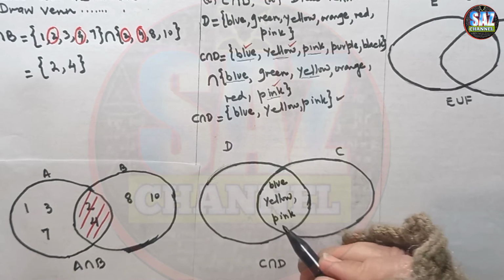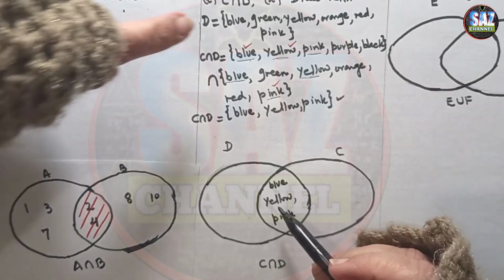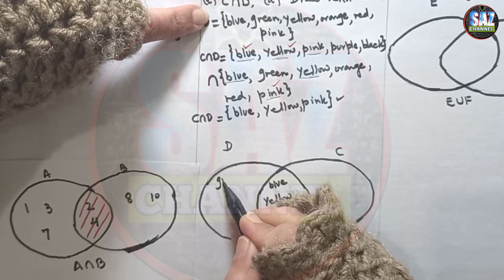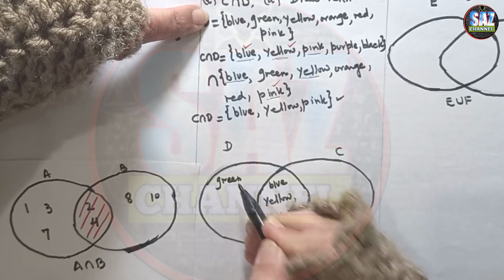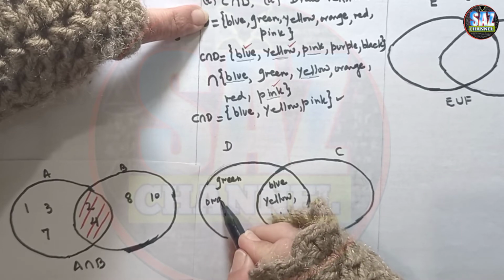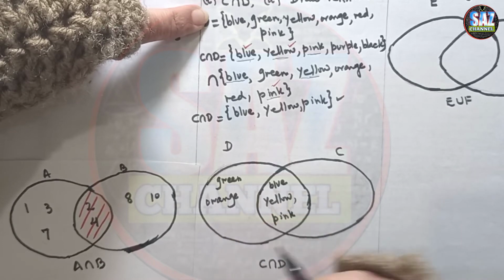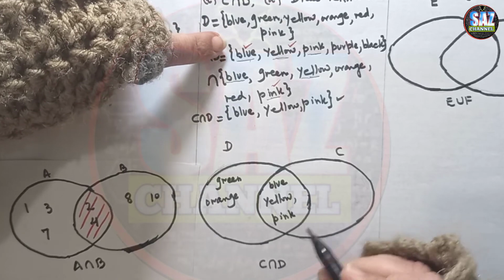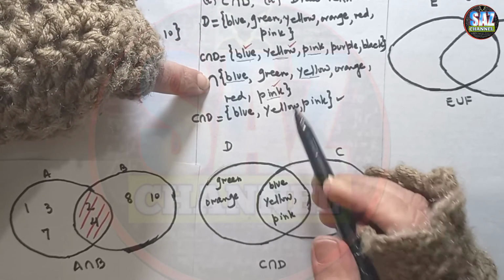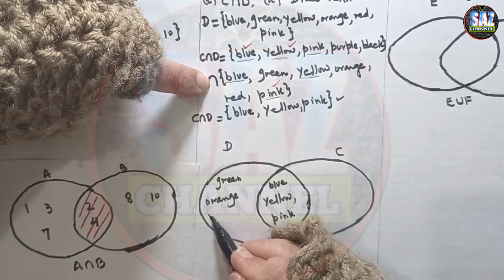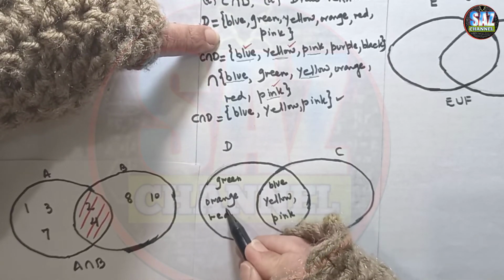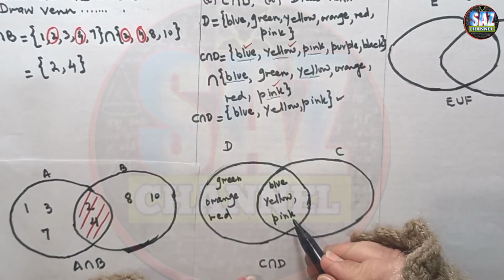And now coming to set D. Set D, blue I have written here. Then I have to write the green color, which is not in the intersection, green, and yellow has gone here. Orange is here. Then red, because red is not in the intersection, red, and pink is already in the intersection.